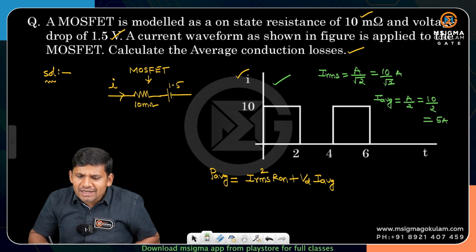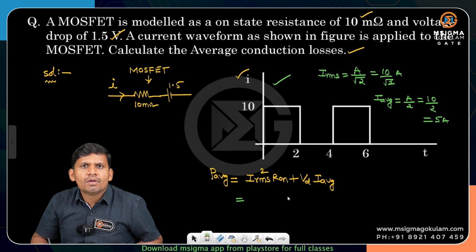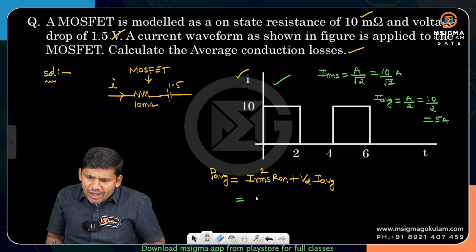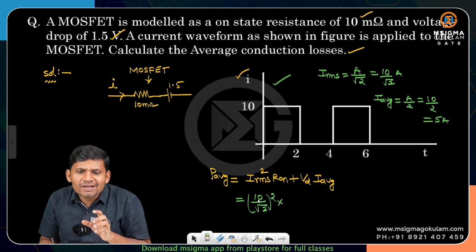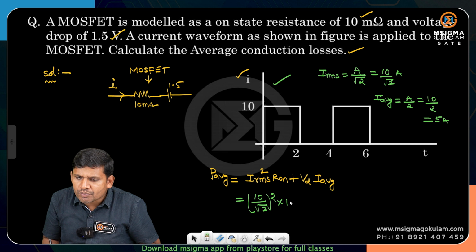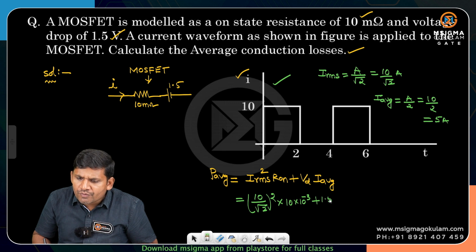Once I know the average and RMS values, you have to substitute here. What is the RMS current you calculated? 10 by root 2 whole square, that is I RMS square. What is the on-state resistance given? 10 milliohms. What is the cut-in voltage given? 1.5. What is the average current? It is 5 amperes.